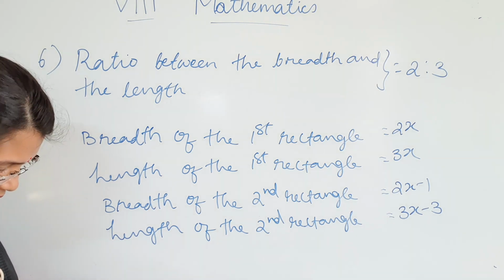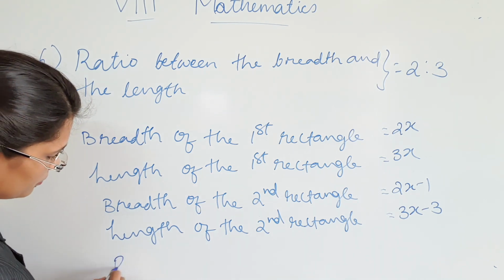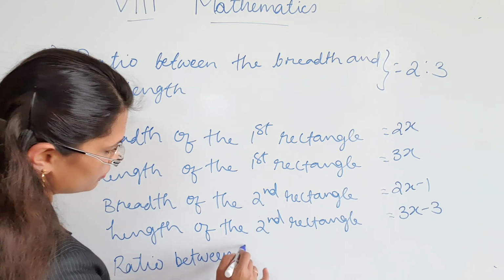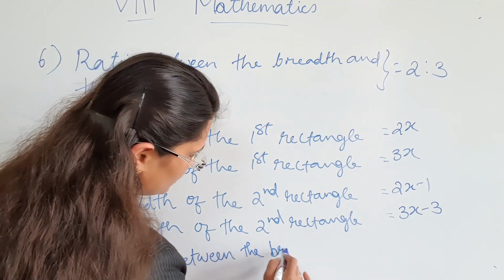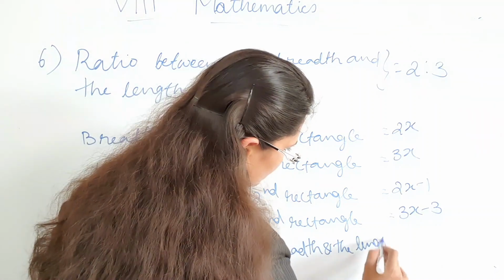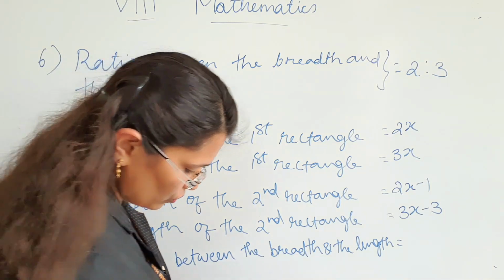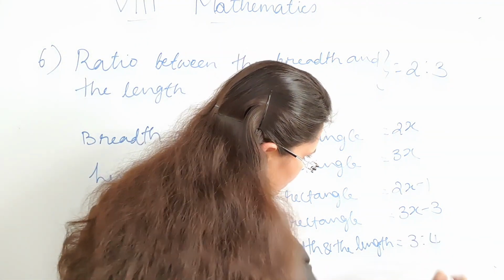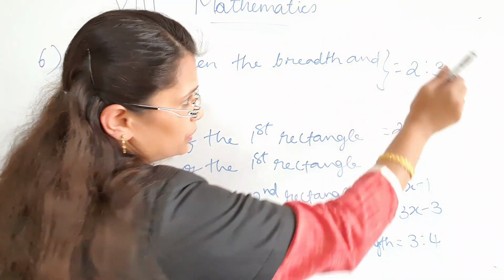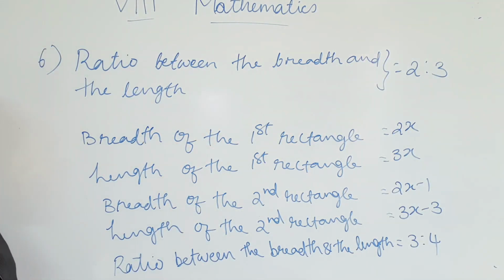Then this ratio is 3:4. So, the ratio between the breadth and the length is changed to 3:4. The previous ratio is 2:3. Now it is 3:4. So, how can we calculate this, children?